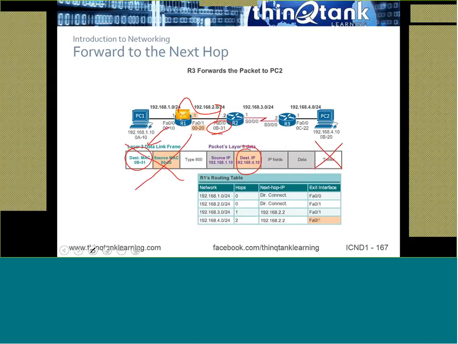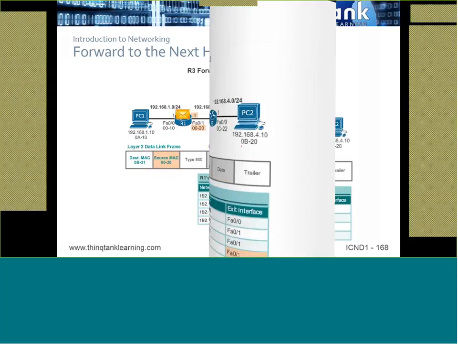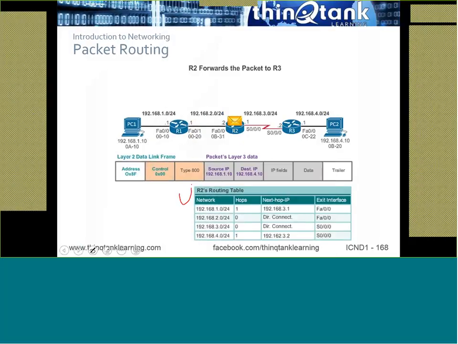It's going to look at the destination IP, and just like before, it's going to check its routing table and say, oh, I have a destination route for the 4 subnet. It's now only 1 hop away. I need to go to 3.2, which is the next router. How do I get to 3.2? I go out of my serial 000 interface. But what has to happen before I send that data out of the serial 000 interface? I have to put it back into an envelope.